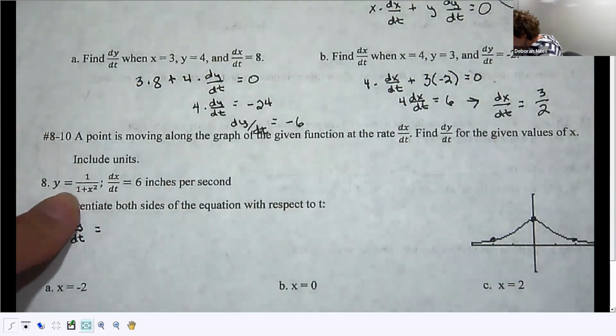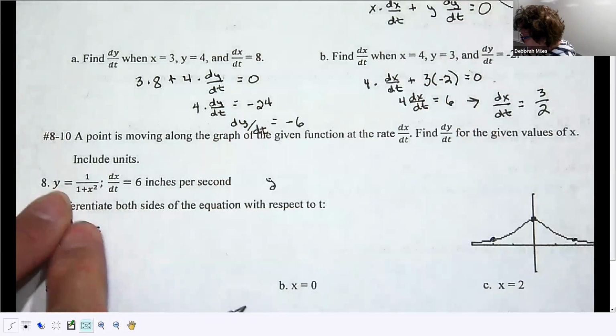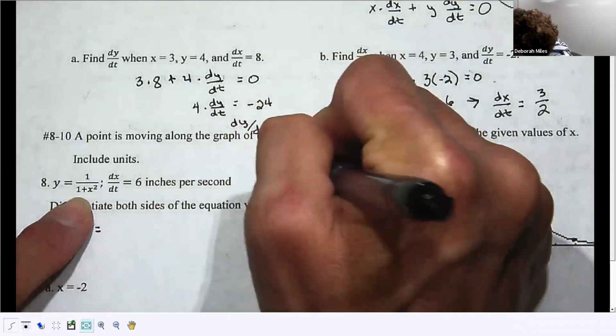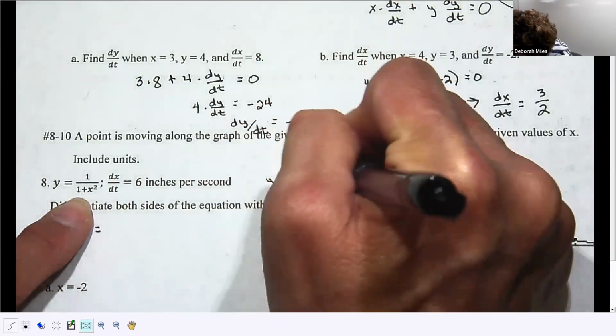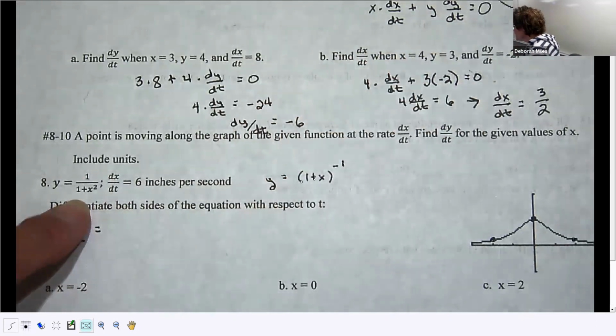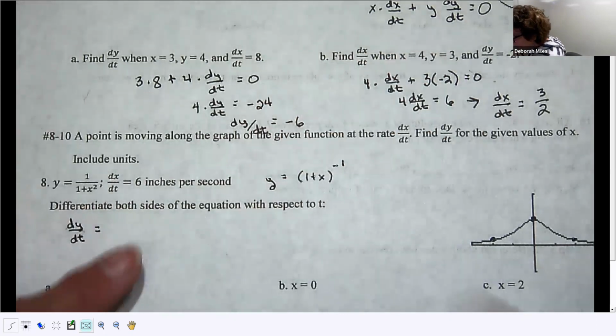The derivative of the right-hand side, you know what? Since that numerator is a constant, I wish I had written that as y equals 1 plus x squared to the -1. Then I won't have to use the quotient rule or the product rule. I could just use the chain rule.